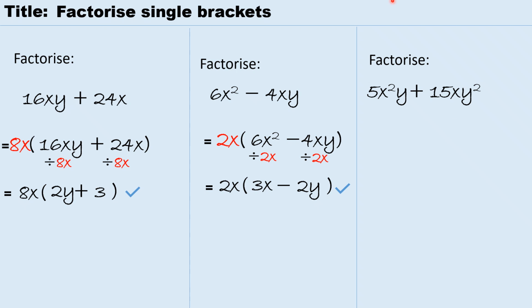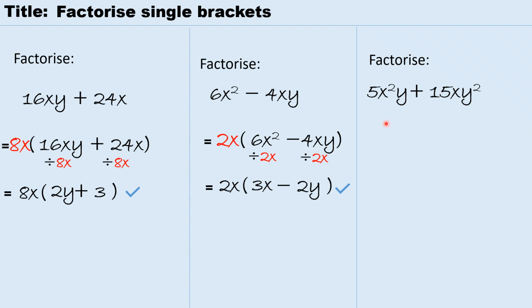Okay, let's check our answer. Here again, we identify the highest common factor for the numbers, so that is 5, and the highest common factors for the letters is x, because we can get x from both terms, and also y. We can get a y from both terms. So for the numbers, the highest common factor is 5, and for the letters, we have common letters of x and y in both terms.